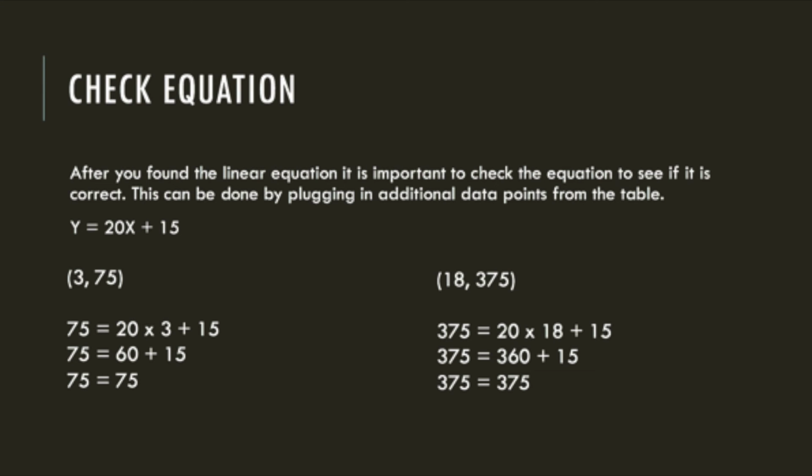After you find the linear equation, it is important to check the equation to see if it's correct. This can be done by plugging in additional data points from the table. In this case, I used data points (3, 75) and (18, 375) to check the equation.